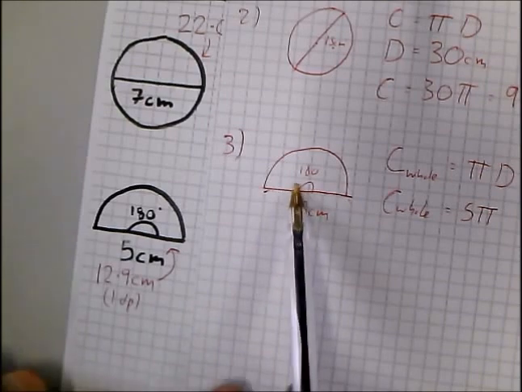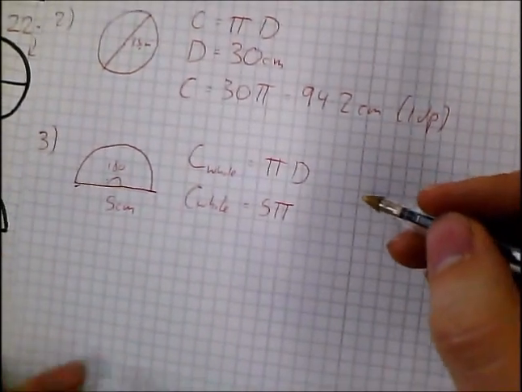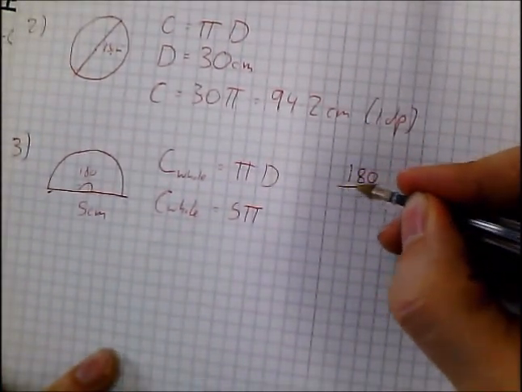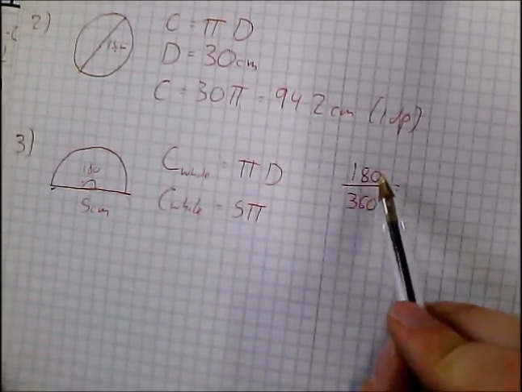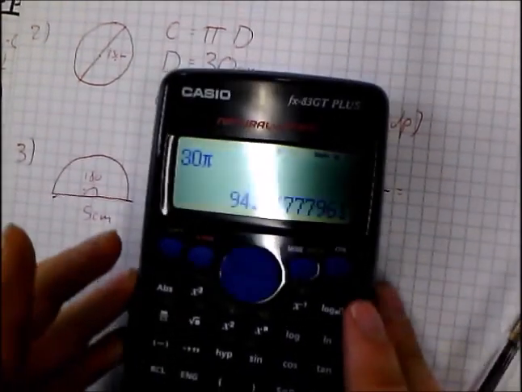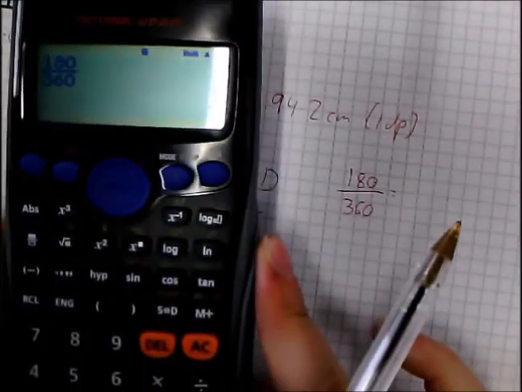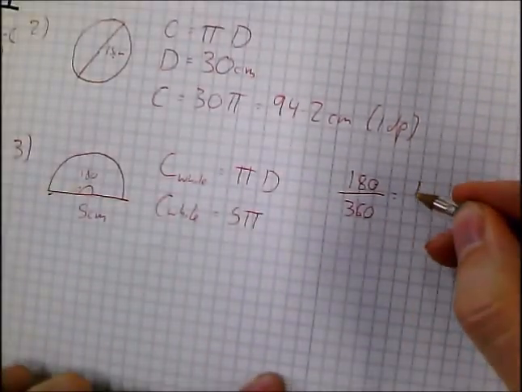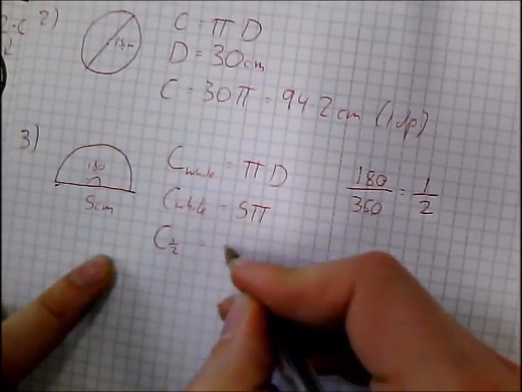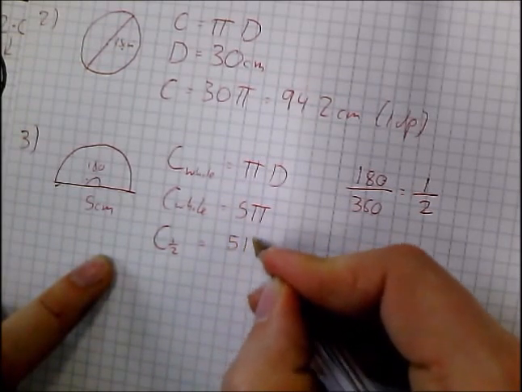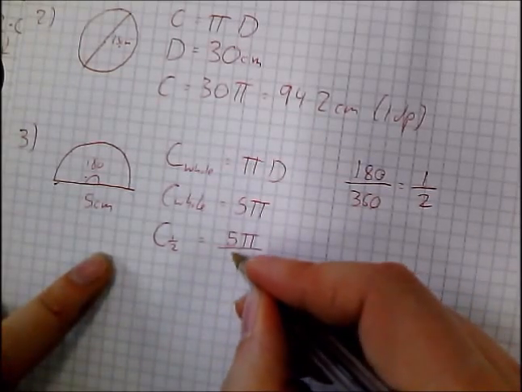Now, I want to know what fraction of a circle this is. Some of you will instantly be able to see that it's half a circle, but for those that aren't too sure, it's 180 out of a full circle, 360. And you've got 2 choices here. You can spot that both go into 180, or you can just put 180 over 360 into your calculator, and it will also tell you it's half. So the circumference of half a circle is 5 pi times by a half, or just 5 pi over 2.